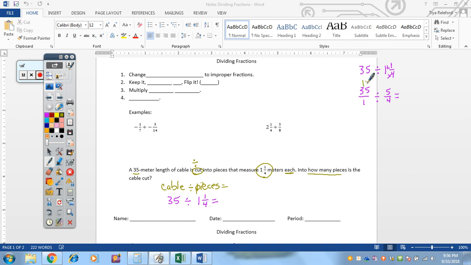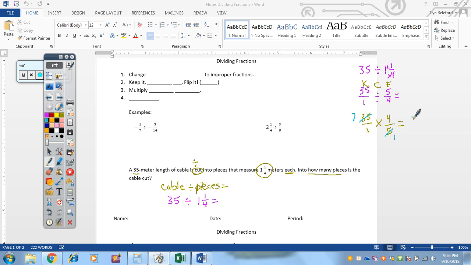Step 2 is to keep, change, flip. So I have 35 over 1, change multiplication or division to multiplication, and flip the 4 and the 5. Now before I multiply, I can simplify. Can I simplify 35 and 5? Absolutely. They both divide by 5. And 4 and 1? Not really.